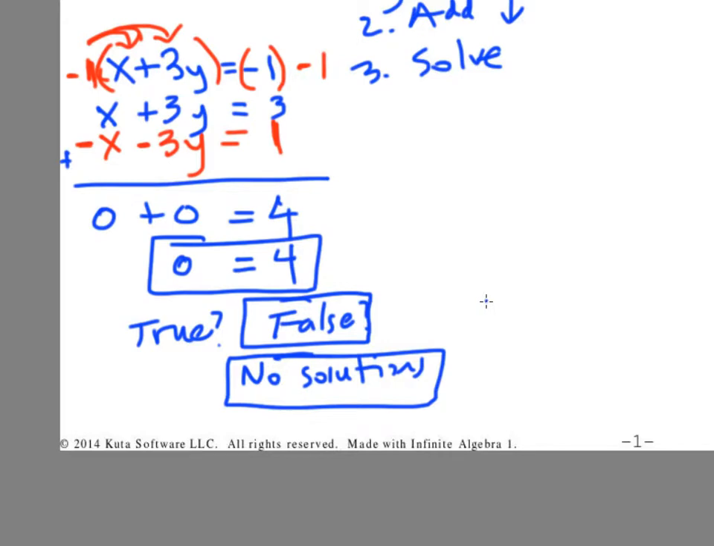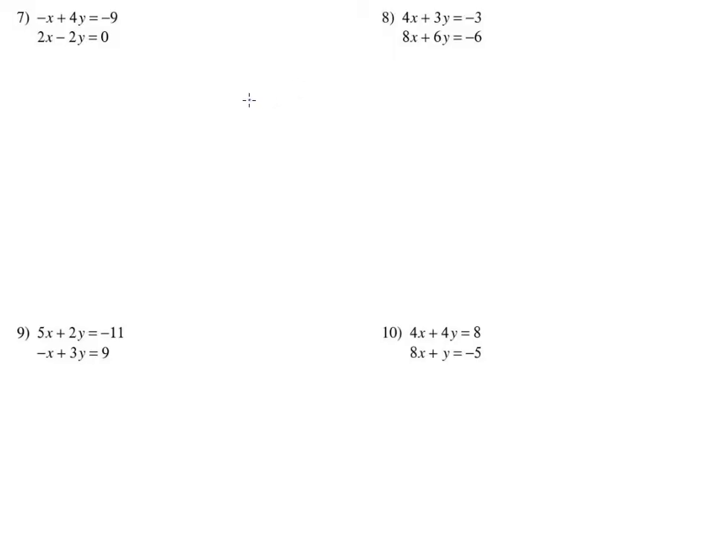All right, let's turn the page over. So we're continuing our elimination practice on the back here. So again, our steps. First off, we want to multiply to create or to get opposites. That's the key word. You want opposites. Step 2, you want to add straight down. And step 3, you want to solve. All right, so multiply to get opposites, add straight down, and solve.